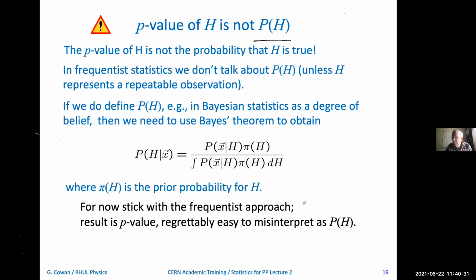Let's discuss what to do with p-values. So that p-value, that number, is the result. It does indeed reflect the level of compatibility between the data and the hypothesis, but it's not the same thing as the probability that the hypothesis is true. It's regrettably easy to misinterpret as that.